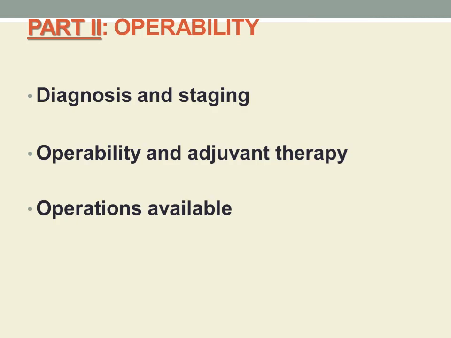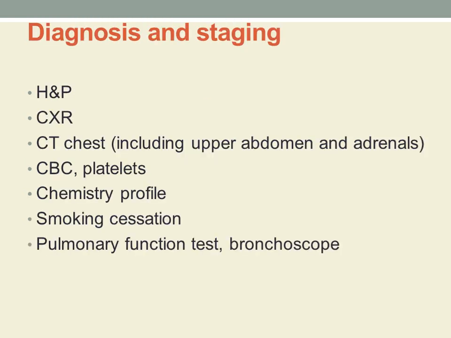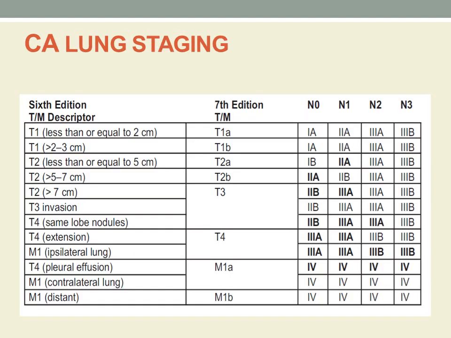Weight loss, performance status and nutrition should be assessed in every patient. Operability: so one has to do the diagnosis and staging, operability and adjuvant therapy and the options available. Diagnosis and staging include history and physical examination, chest x-ray, CT, CBC, platelets, chemistry, smoking cessation, pulmonary function testing and bronchoscopy. And one has to see the cancer staging of the lung.